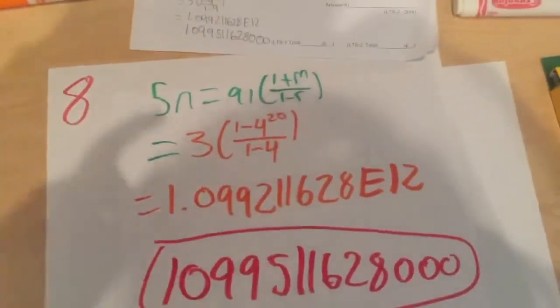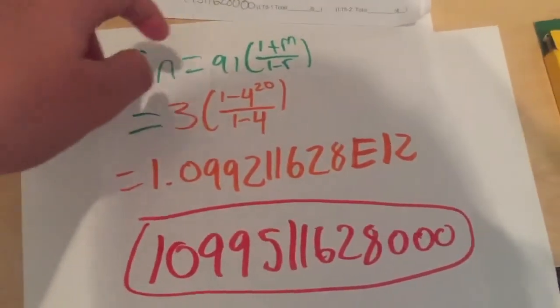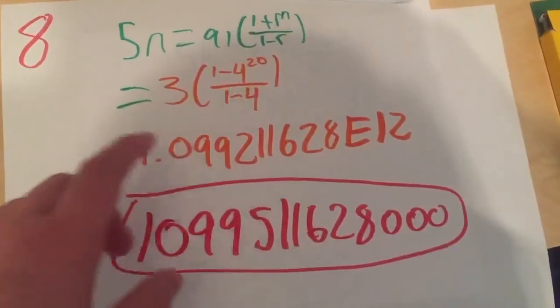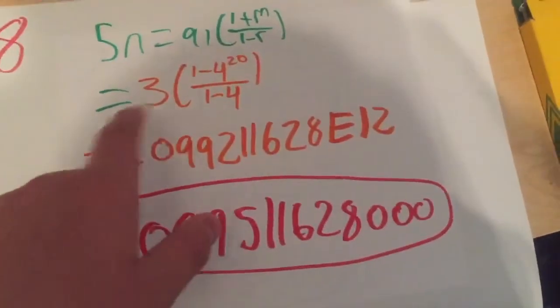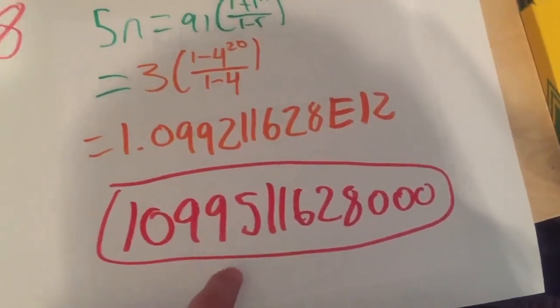So for this problem, you had to find all 20 terms from question 6. So what I did is I used this formula up here, and I plugged everything in. And then once I did that, I got this long number, and I brought it out, and I got that, what I have boxed in.